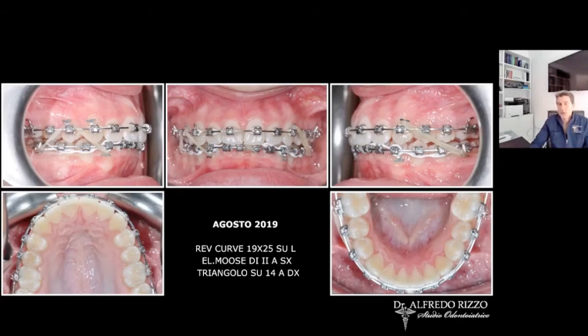We keep class 2 elastics on the left, whereas on the right we have triangle elastics in order to close the bite and improve occlusal contacts, as well as to stabilize this position.